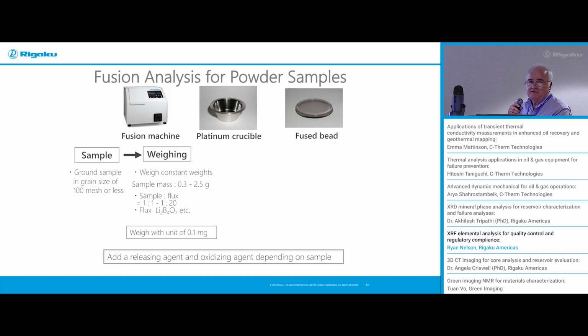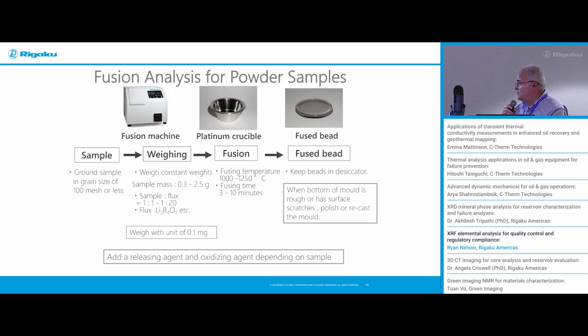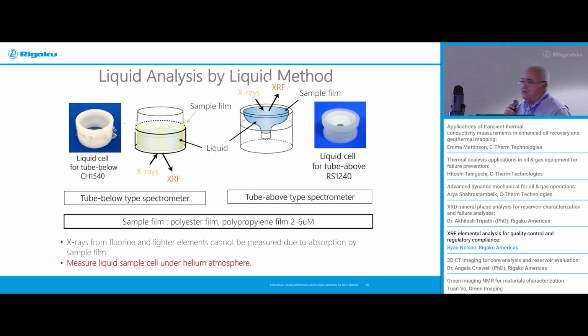Fusion, I don't think anyone's doing that. No. Okay, that gets rid of the mineralogical effect. So if you fuse the material, you don't have any of the influence of the other elements or the mineral size. Liquid analysis, so whether it's top down or bottom up, you can use a float cell for top down, and you can use a standard cell for bottom up.